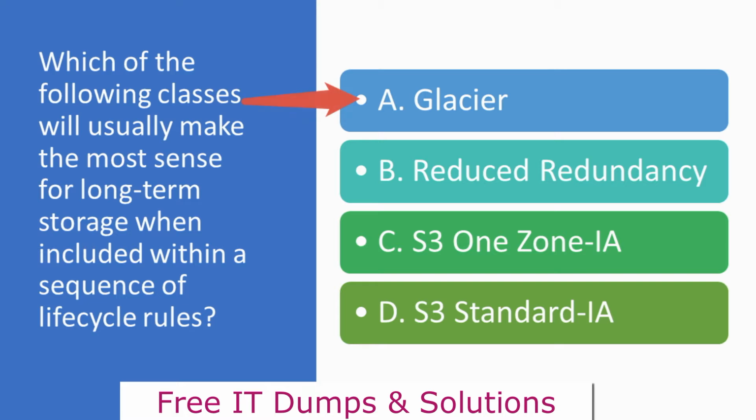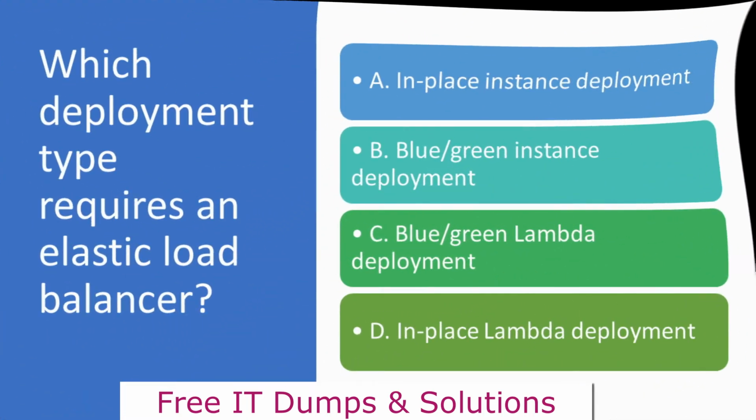Glacier. Because Glacier offers the least expensive and most highly resilient storage within the AWS ecosystem. Reduced redundancy is not resilient and, in any case, is no longer recommended. S3 One Zone-IA and S3 Standard-IA are relatively expensive. Let's talk about the next question.